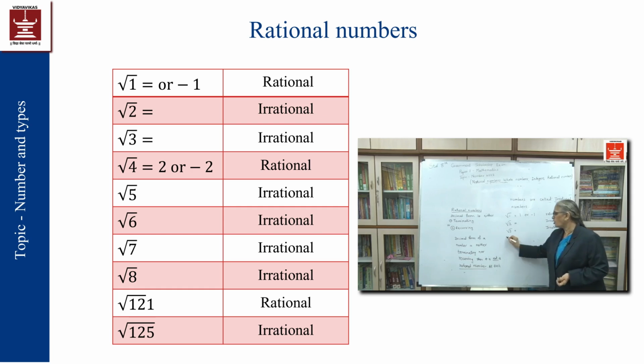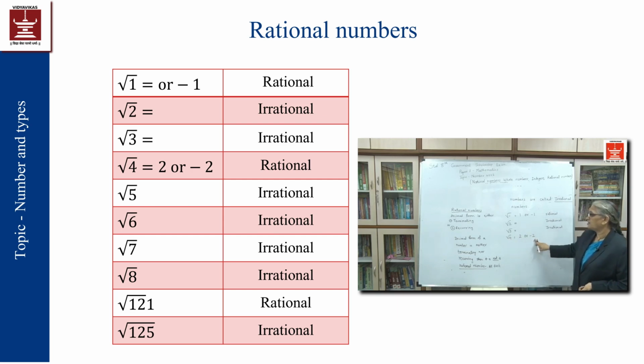What about root 4? Can we find out the square root of 4? Yes, 4 is a perfect square of plus 2, and 4 is a perfect square of minus 2. So, the square root of 4 is either 2 or minus 2. And we know that 2 and minus 2 both are integers. So, the square root of 4 is a rational number.